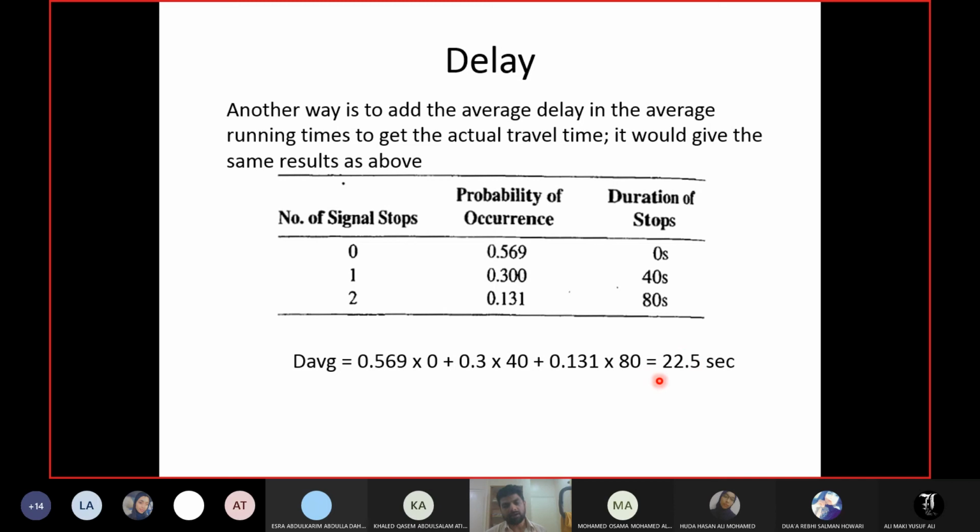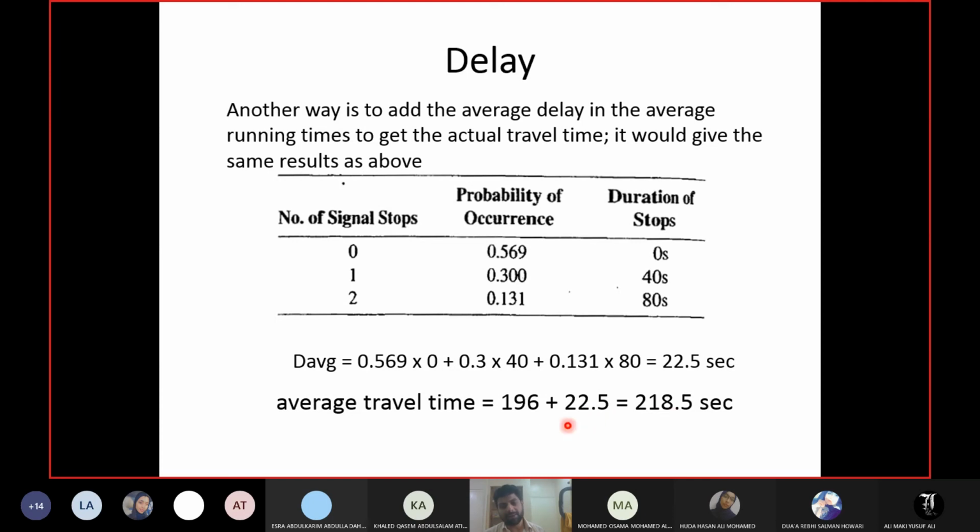Now, assume that this value is for the same example for which the running time was given. So this 22.5 seconds of delay is for the same highway for which the running time was given. If I want to calculate travel time, then travel time will be equal to average running time plus average delay. Remember, this is an average delay.